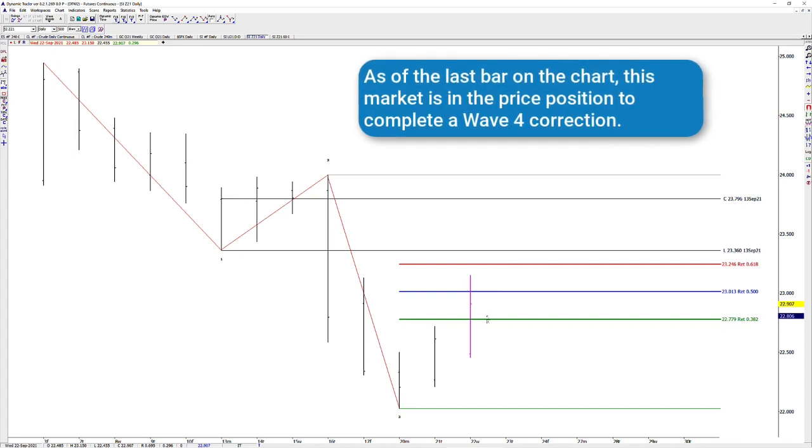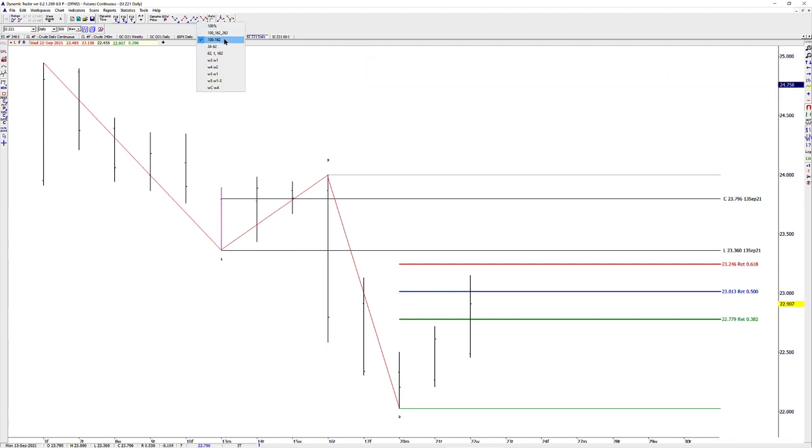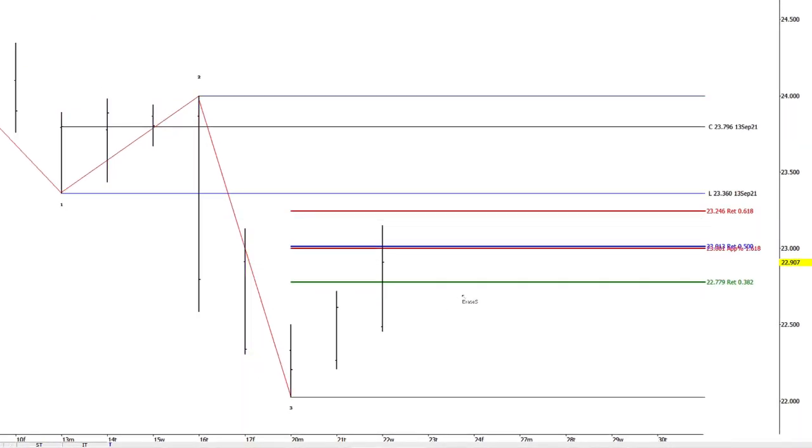What we can say is that typically this market is in a position, a price position at least, to complete a wave 4. And then we can do the alternate price projections of the wave 1, typically the 1 and the 162. The 162% is right around where that 50% retracement is. So as of the last bar on this chart, silver is in a position to complete a wave 4.